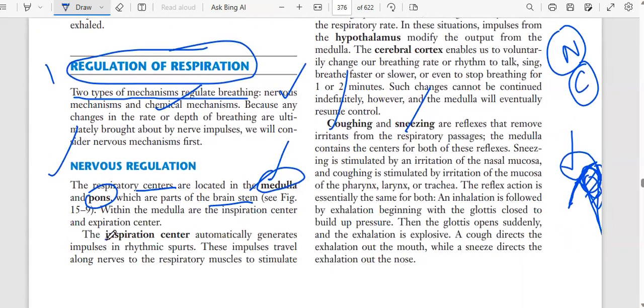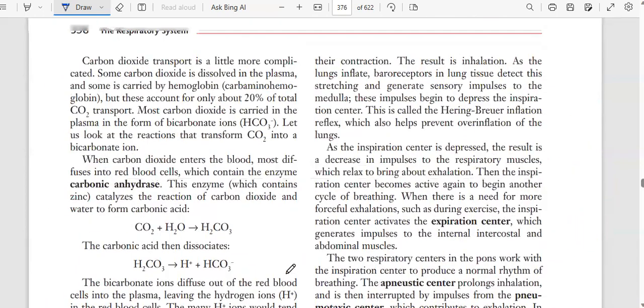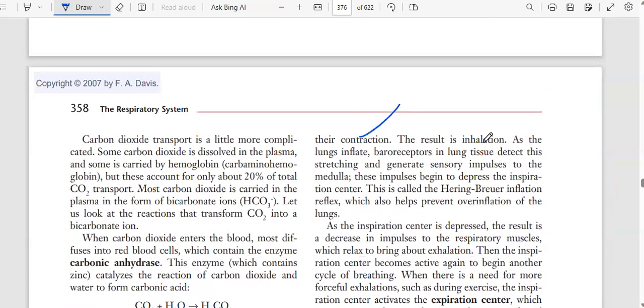So the first center is the inspiration center. The inspiration center automatically generates impulses in rhythmic bursts. These impulses travel along nerves to the respiratory muscles to stimulate their contraction. The result is inhalation. As the lungs inflate, baroreceptors in lung tissue detect the stretching and generate sensory impulses to the medulla. These impulses begin to depress the inspiratory center. This is called the Hering-Breuer inflation reflex, which also helps prevent overinflation of the lungs.